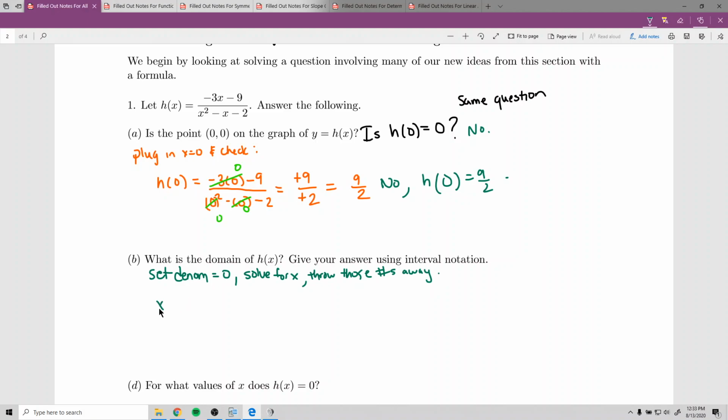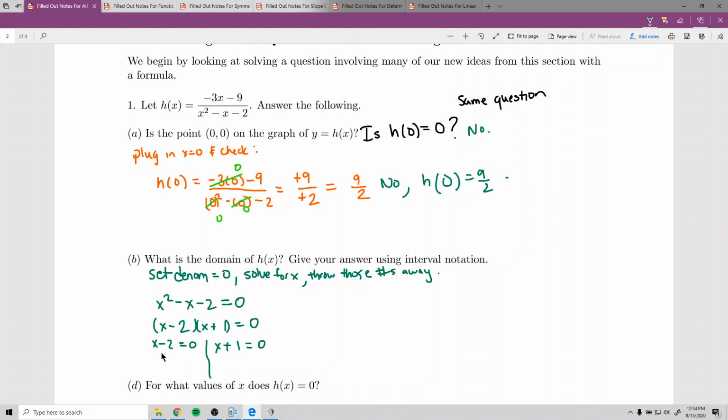Our denominator is x squared minus x minus 2 equals 0. We have different powers of x, so we want to factor it. It's already set equal to 0. Luckily, we have x squared here. We want two numbers that multiply to negative 2 and add to negative 1, and that would be negative 2 and positive 1. Then we set each to 0. So we get x minus 2 equals 0, x plus 1 equals 0.